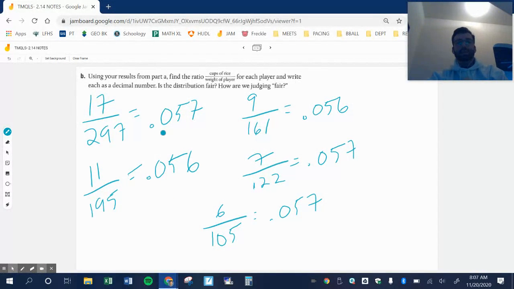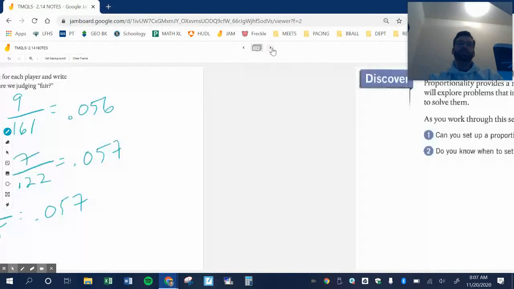As you can see, I would say that these are pretty fair. You could tell the distribution is pretty equal. This one is 0.056, but it's 0.05, like 5%. So I think it's pretty fair. I don't know what you guys think. It sounds like you think it's pretty fair too. Okay, let's keep going.